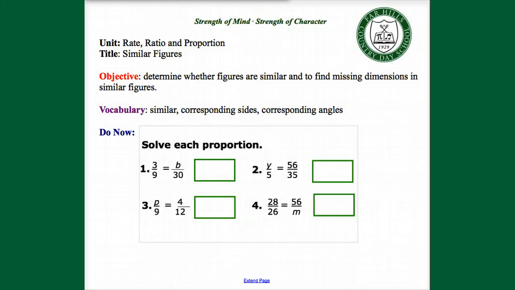Hi, today we're going to be working with similar figures as part of our unit on rate, ratio, and proportion. We're going to determine whether figures are similar and find the missing dimensions in similar figures. In order to do so, we need to understand some of the vocabulary, including what similar means, what corresponding sides are, and corresponding angles.